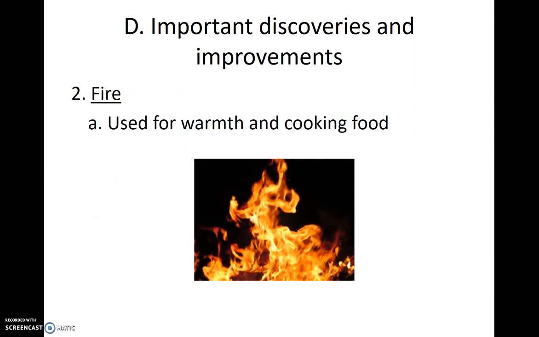Second major discovery during this time period is fire, used for warmth and for cooking food. This allows people to have a little bit easier, again, a little bit easier life during this time period, being able to keep warm in adverse conditions.